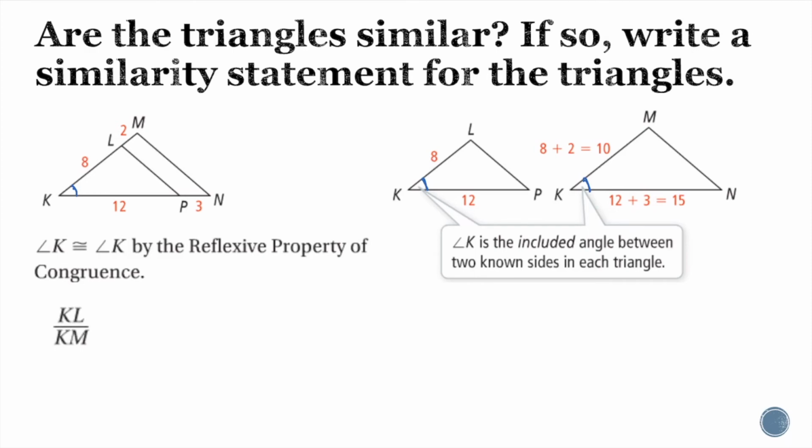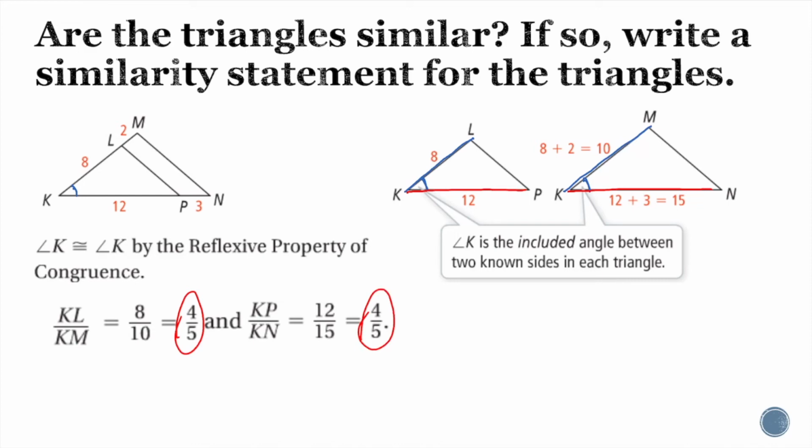Here I have KL over KM, and that's going to give me a ratio of 4/5. And now the next one will be KP over KN, which would also give me a ratio of 4/5. So now, noticing that I have two side lengths that are proportional and a congruent angle, I can say that triangle KLP is similar to triangle KMN by this side-angle-side similarity theorem. And we're done.